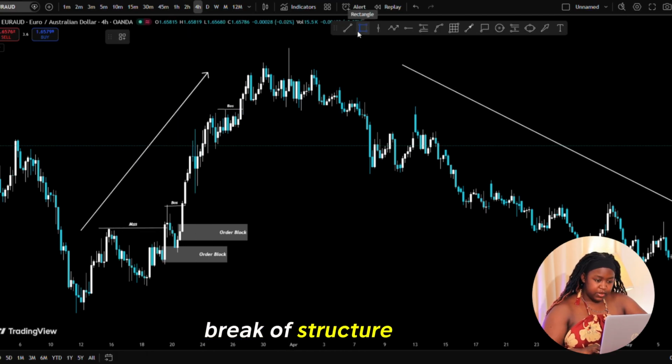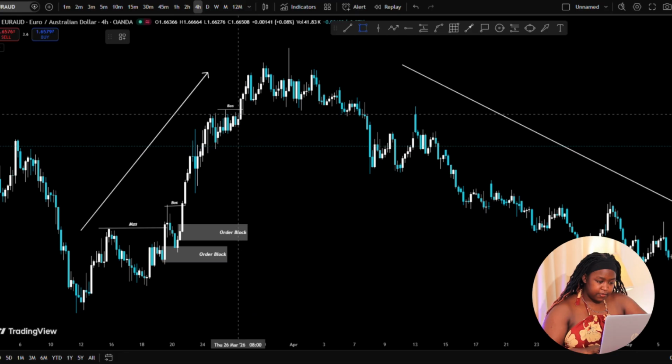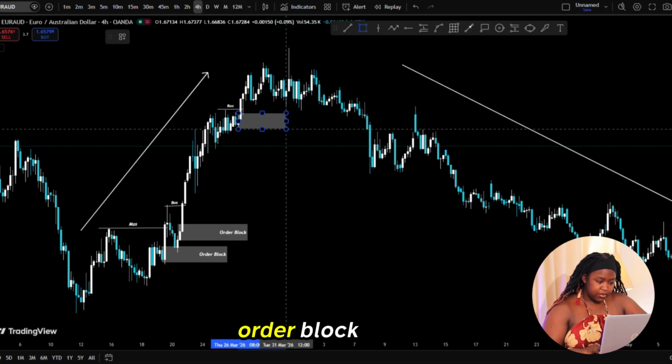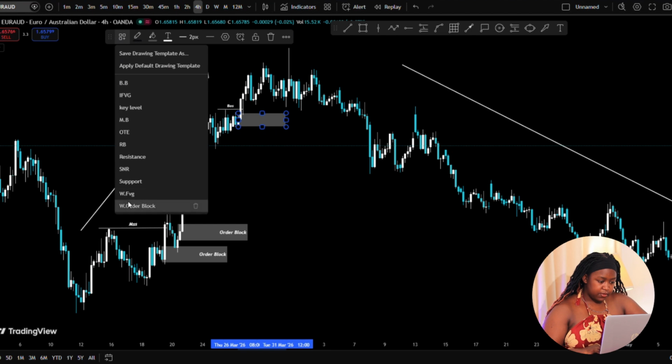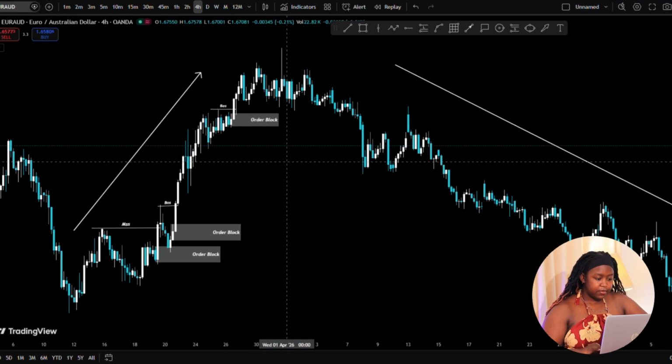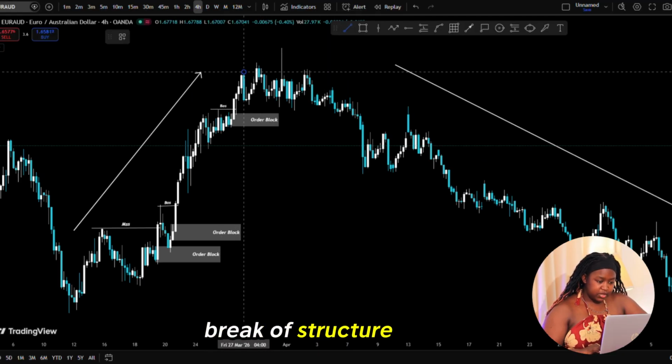This is a break of structure and a key level that caused it right here, an order block. So this is an order block, and then at this point we had this last break of structure right here.